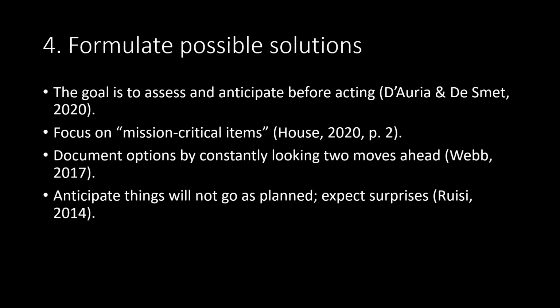And that leads us to the next step, and that is to formulate possible solutions. The goal here is to assess and anticipate before acting. So assess the situation, review the facts, and come up with possible solutions before you do anything. You want to focus on mission critical items. Only focus on what needs to be done to resolve the crisis. Document those options and constantly look 2 moves ahead because you need to anticipate that things will not go as planned. So expect surprises and always be asking yourself, well, if that doesn't work, what else could we do? Or if we do this, what are some possible outcomes?